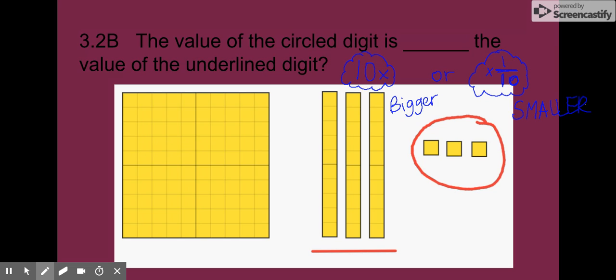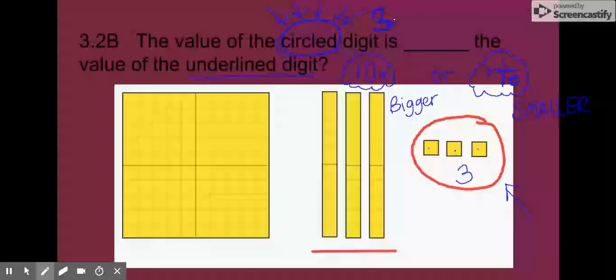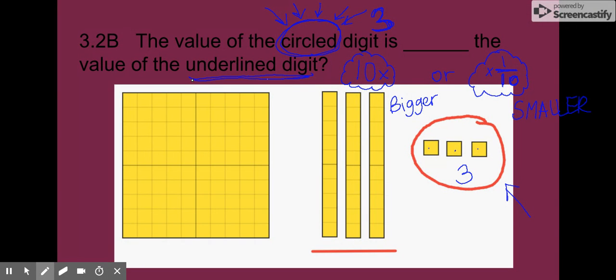All right, let's go back to the question. The value of the circled digit, and I'm going to circle it, is blank the value of the underlined digit. It's so very important that you really pay attention to which one they've asked you about first. What comes first in the question? The circled digit, or this one, with a value of only 1, 2, 3 cubes. So I'm going to write that it has a value of 3. So the value of the circled digit, or 3, is blank the value of the underlined digit.